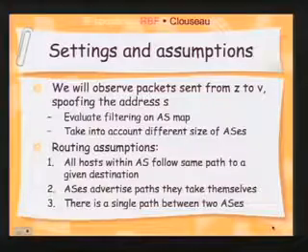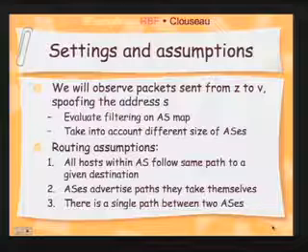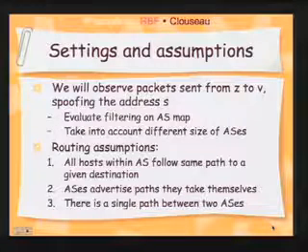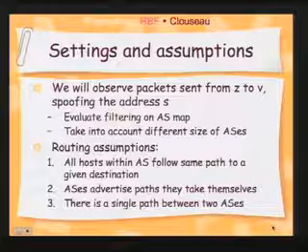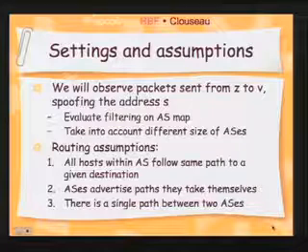There are some routing assumptions that we will use that mostly hold in the internet. The first assumption is that all hosts within an AS will follow the same path to a given destination. What this means is if I have one big AS, all the hosts going to, say, Amazon.com will take the same exit router out of this AS and go the same path. And this is mostly true.